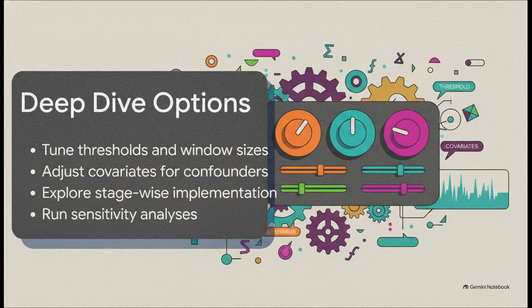So assuming things look good and you're proceeding, you enter the deep dive phase. This is where you iteratively refine your analytical approach. You might need to tune parameters, like adjusting thresholds, hyperparameters, or window sizes. You will very likely need to adjust covariance, adding or removing confounding variables, like when you're calculating an adjusted odds ratio. You might also explore stage-wise implementations, which means applying methods sequentially or as an ensemble. And you absolutely should be running sensitivity analyses to see how robust your results are to input variations. Make no mistake, this right here is the heavy lifting of real science.